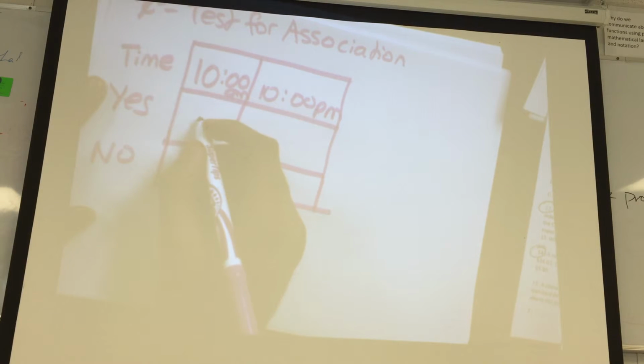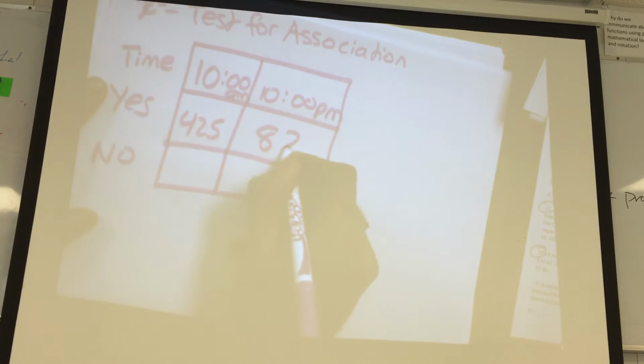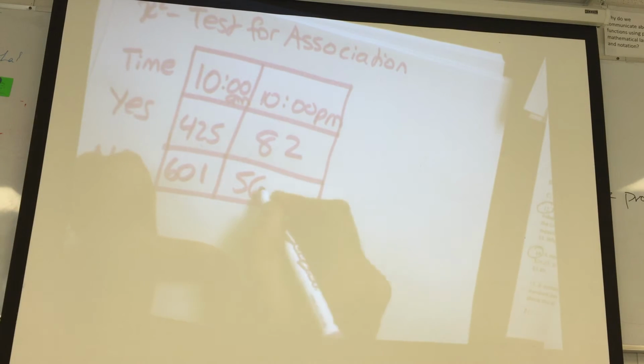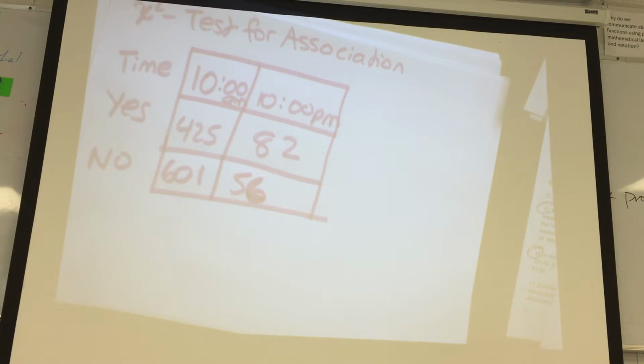So how many people said yes at 10 a.m.? 425. How many people said yes here? 82. And then how many said no? Well, of course, you could just subtract, and get 601 here, and get 56 here. And then they just ran a chi-squared test of association. They got the right answer. Totally fine. They wrote the hypothesis, all the conditions, etc.